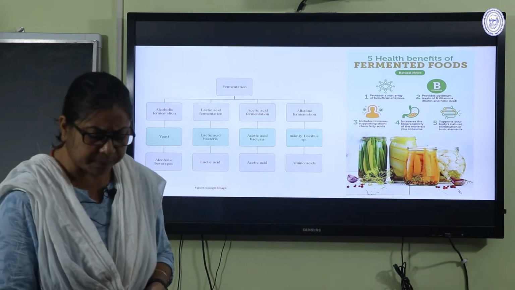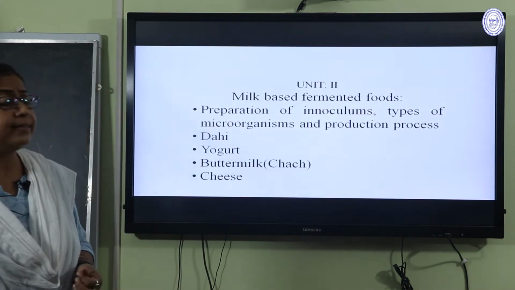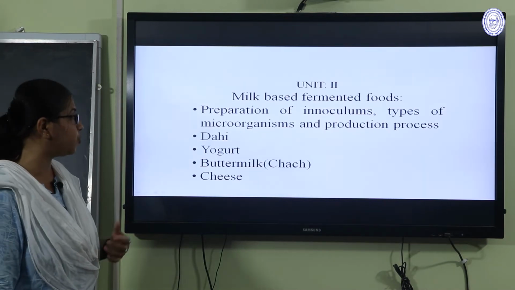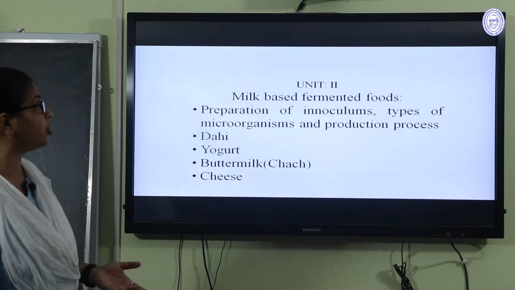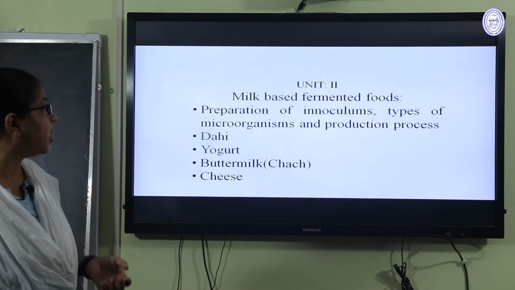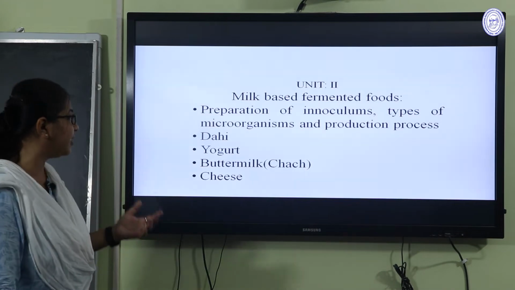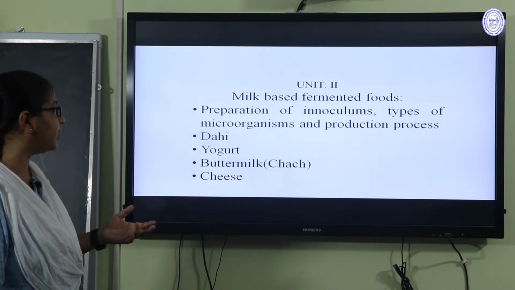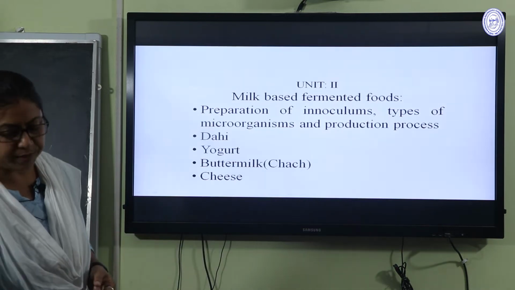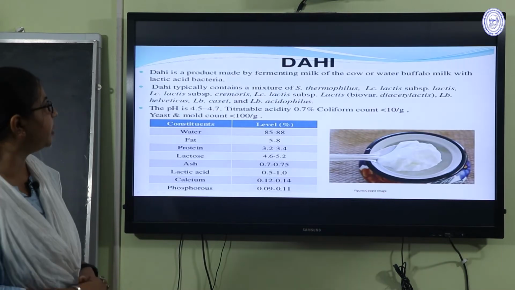Coming to the next unit, Unit 2, which is milk-based fermented foods, where we will study the preparation of inoculums, types of microorganisms, and the production process, where we will deal with the production of dahi, yogurt and buttermilk, also known as chaas, and cheese, along with their benefits. So first we will deal with dahi.